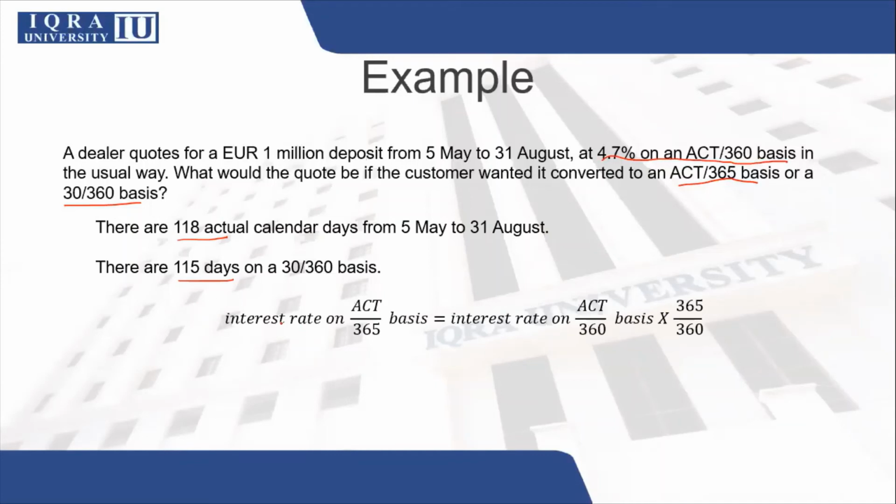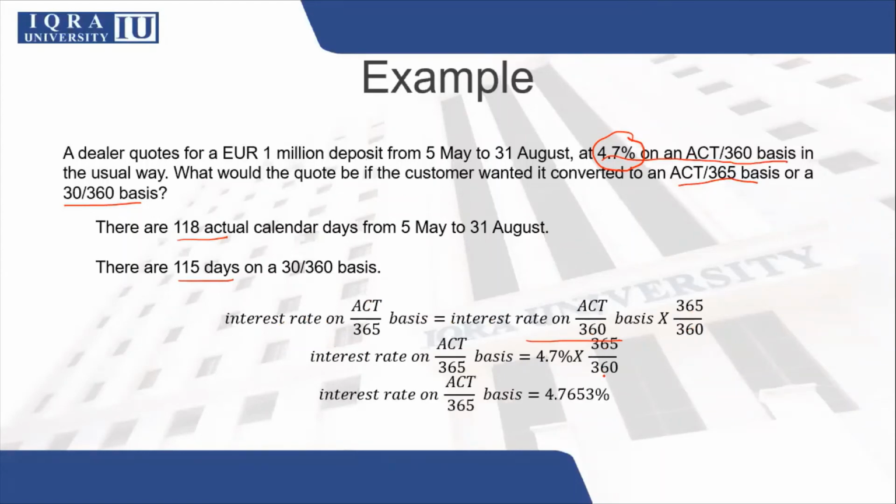Now we want the interest rate on the Act 365 basis. So we're going to use the interest rate on the 360 basis, the one that is provided to us, multiplied by 365 and divided by 360. So 4.7% is multiplied by 365 and divided by 360. So you have converted it into the 365 basis. It is 4.7653%.